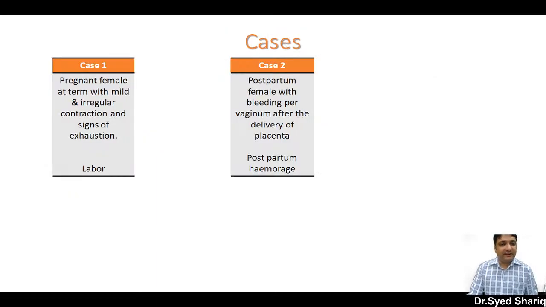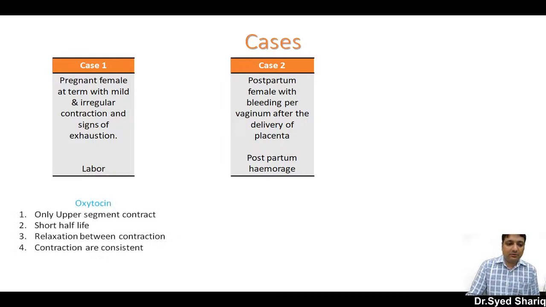So let's see our first case. A pregnant female at term, with mild irregular contractions and signs of exhaustion. The patient is in labor. What drug do you want to give? Think about it. You want to induce labor. So as we discussed, oxytocin is the drug of choice. Why? Because it contracts the upper segment, has a shorter half-life, causes relaxation between contractions, and the contractions are actually quite consistent.